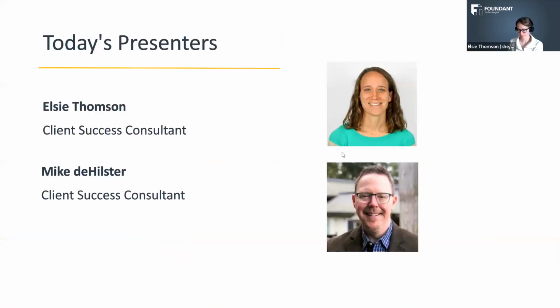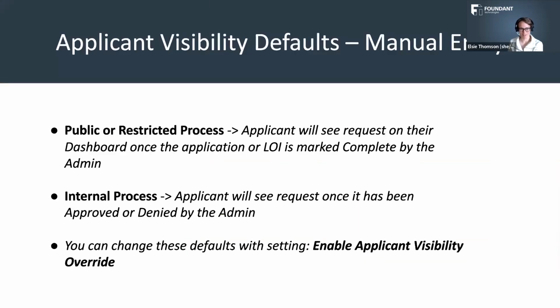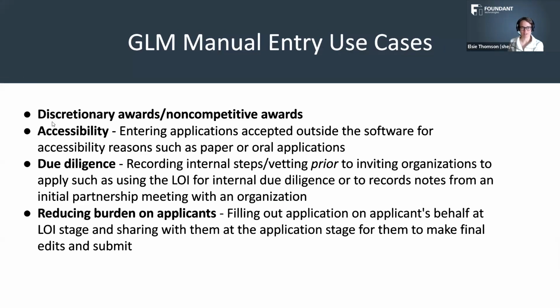So other use cases for GLM. I would say the most common and straightforward one would be for discretionary awards or any kind of non-competitive awards, where there is no application for applicants to apply, but you want to get in that information that, hey, we did give X organization X dollars. If your board has dollars that they can award at their discretion, creating a specific internal process, similar to what Mike demoed, that's short and sweet and specific for getting those awards in can be really helpful using manual entry.